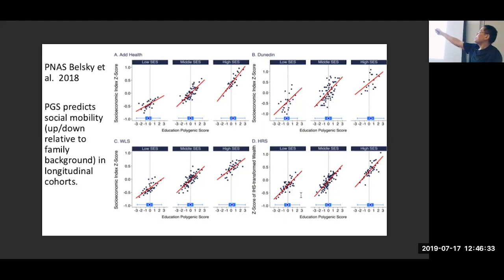One panel is people who are born in a high socioeconomic status family. These are people who are born in a low socioeconomic status family. These are people who are sort of middle class. And what you can see is the ability to predict upward or downward social mobility within class.